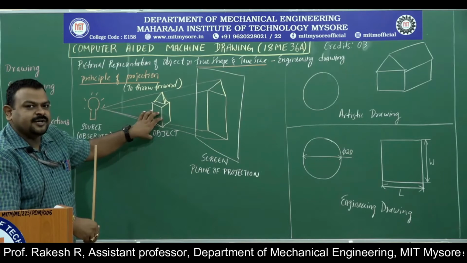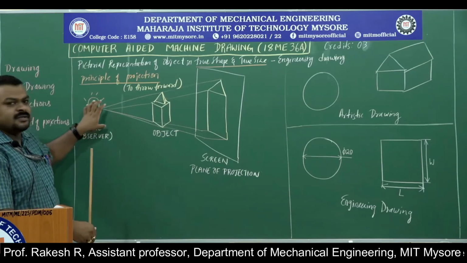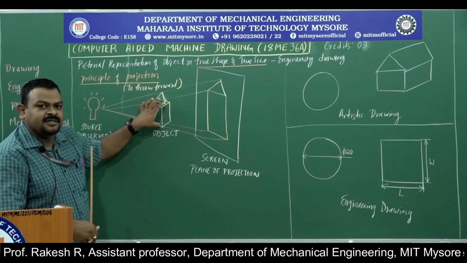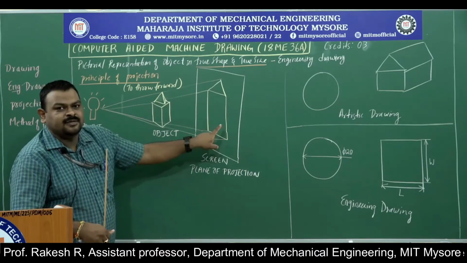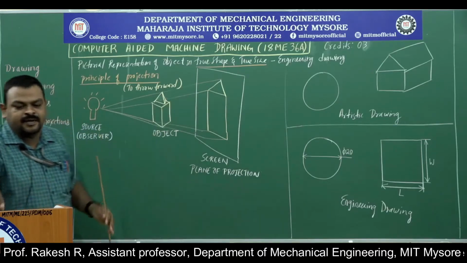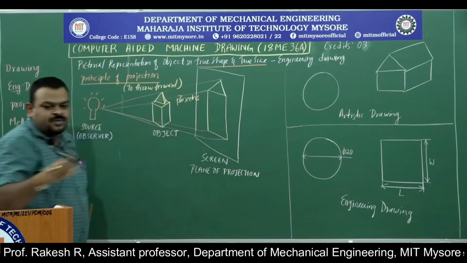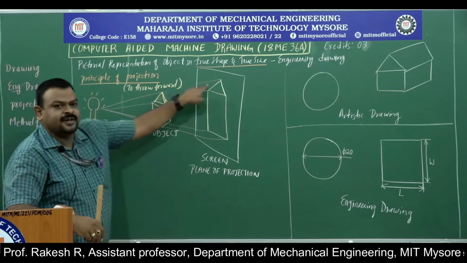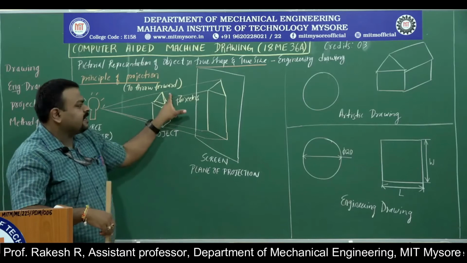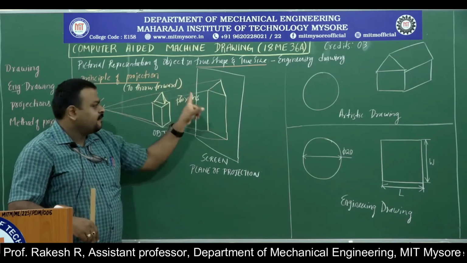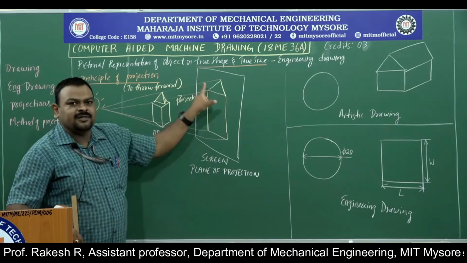When an object is introduced between the source and a screen, the light falls on the object, then the visual rays from the object fall on the screen. These visual rays are nothing but projectors. The straight lines are moving forward. This principle is called the principle of projection. We are throwing forward, because of which we are getting an image on the screen.